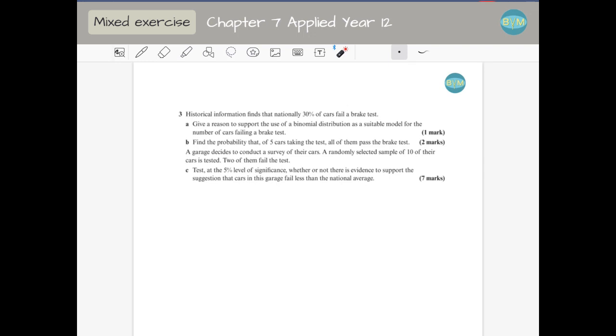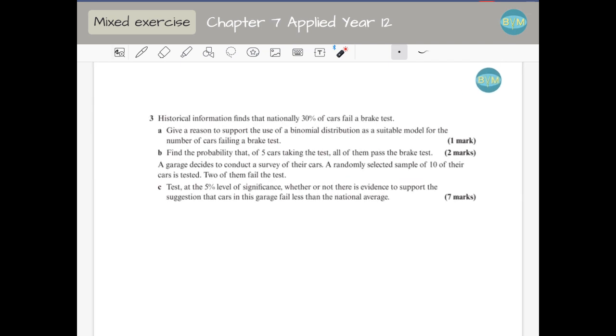Hello, this is question 3 on your mix exercise 7 from the applied textbook from year 12. Historical information finds that nationally 30% of cars fail a brake test. Give a reason to support the use of a binomial distribution as a suitable model for the number of cars failing a brake test. It says give a reason and it's 1 mark.